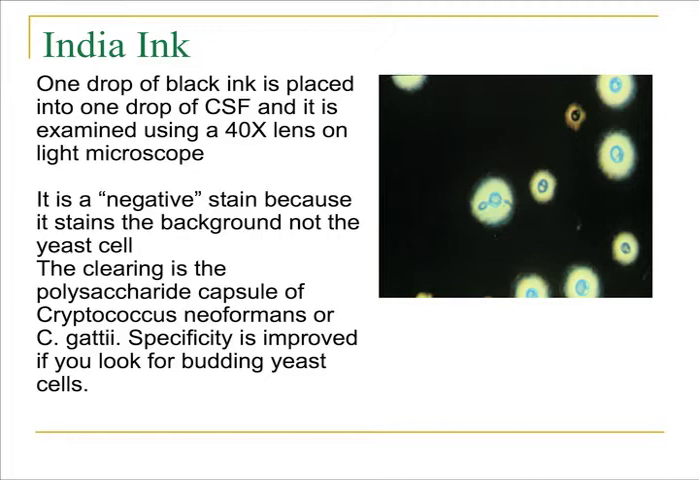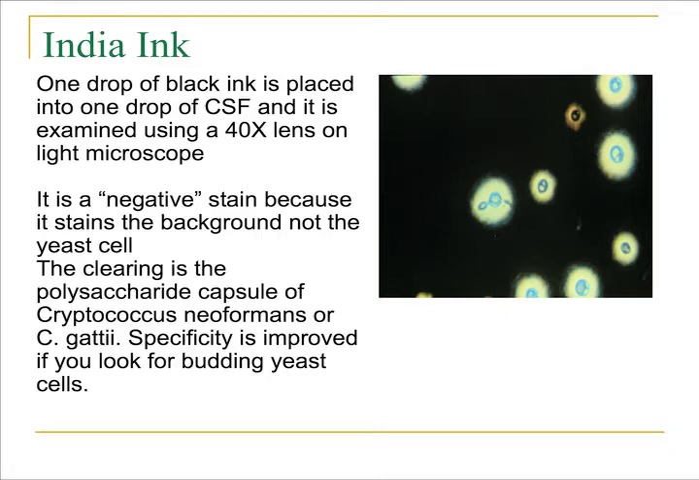It's a negative staining method because, as you can see in the picture on this slide, the background is black and the yeast cell is visible, as is the clearing around the yeast cell, which is due to the polysaccharide capsule of Cryptococcus neoformans and Cryptococcus gattii. The specificity is certainly improved on this prep if you look for the presence of the budding of the yeast cell, and then you would be less likely to get confused with it being a white cell or some other kind of artifactual material.